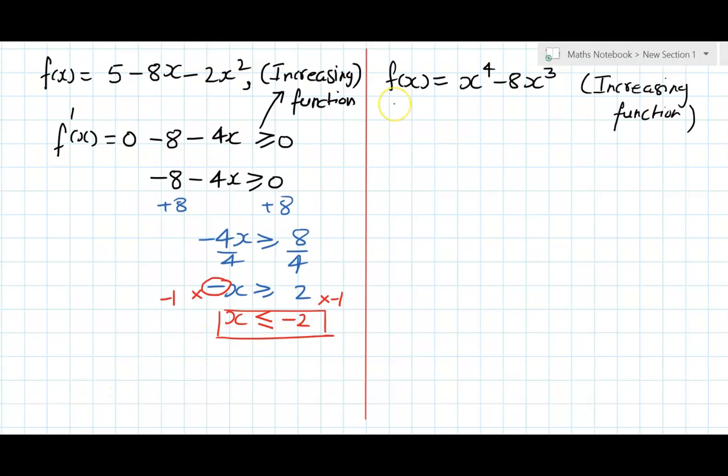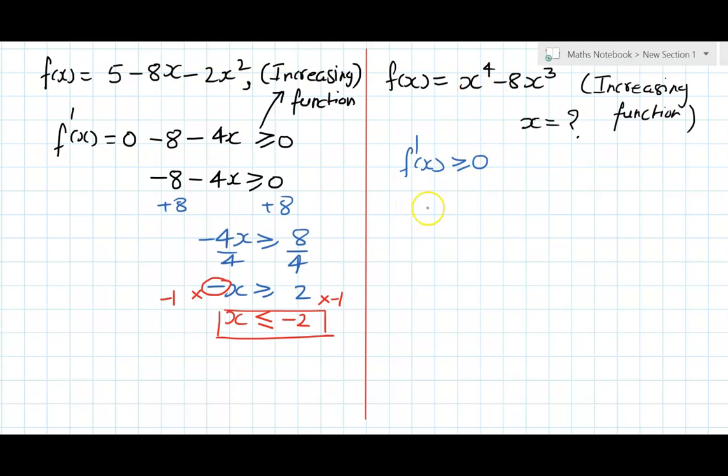Okay, here question number 1, another part: f(x) = x^4 - 8x^3. It is an increasing function. You need to find for which values of x this is increasing. Please start solving and get me the answer now. So here f(x) is x^4 - 8x^3 and it is an increasing function. It means f'(x) should be greater than or equal to 0.